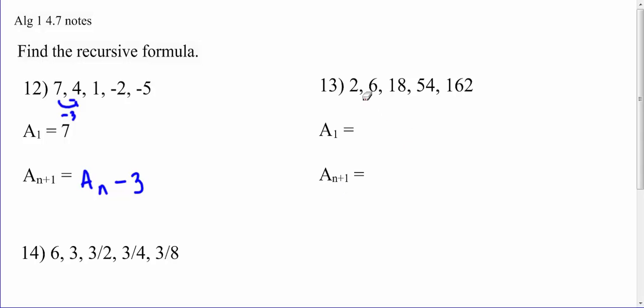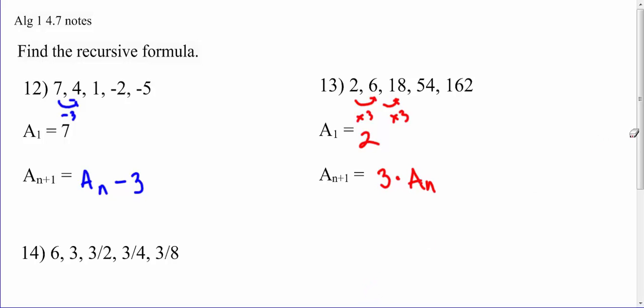Let's take a look at 13. Now this sequence is a little different. This time we're actually multiplying. It's times 3, times 3. And that pattern would continue all the way across. We know a sub 1 is 2. And you have to write that when you write a recursive sequence. You have to write what a sub 1 is. To find the next term, we know that we would take 3 times a sub 1, or excuse me, a sub n. It's always the previous term, a sub n.